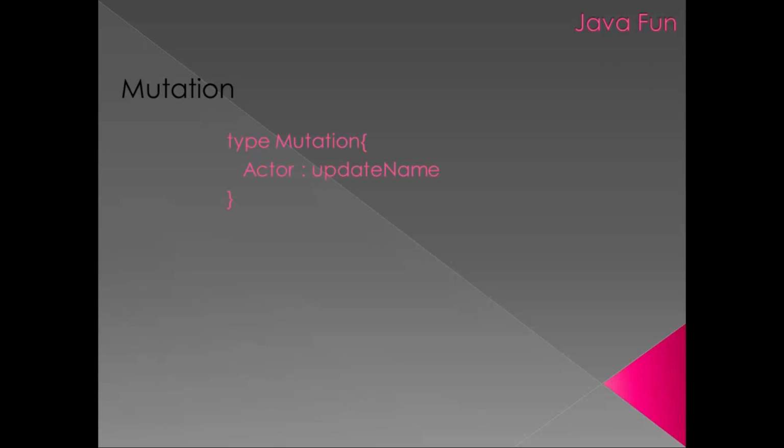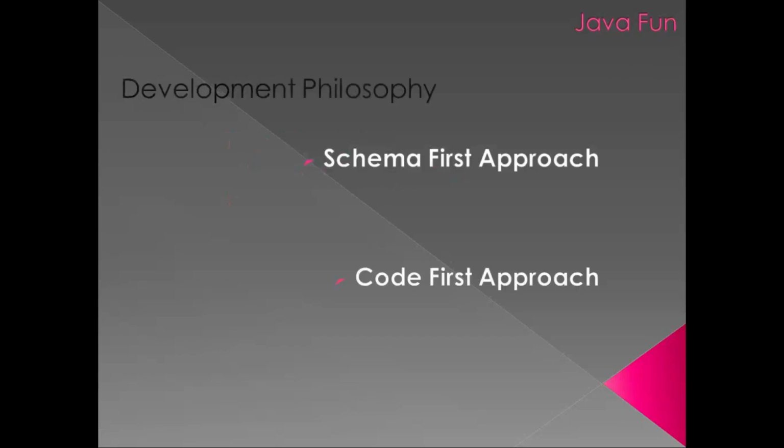Mutation is nothing but updating of an entity or data on the server side. So if I want to update the name of an actor, this is the kind of method that we'll be exposing. And for subscription, whenever an actor is getting updated, I want to receive push notifications. So the type in this case is subscription.